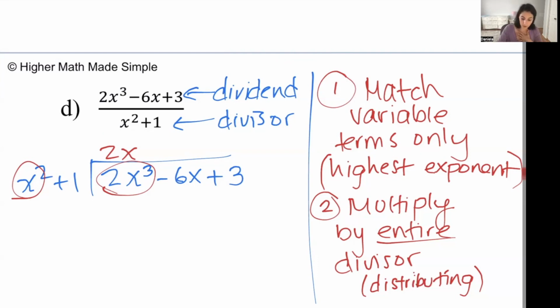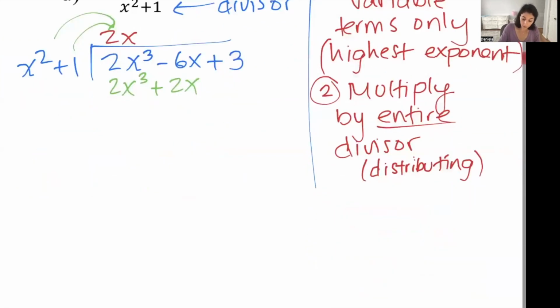Okay, so we should be distributing that 2x, whatever we have matched, okay? So 2x times x squared, which is 2x to the third. Notice they match. That was the whole point. And then 2x times 1 is going to be plus 2x, okay? So after you've multiplied by the divisor or distributed, now it's time that you are going to subtract.